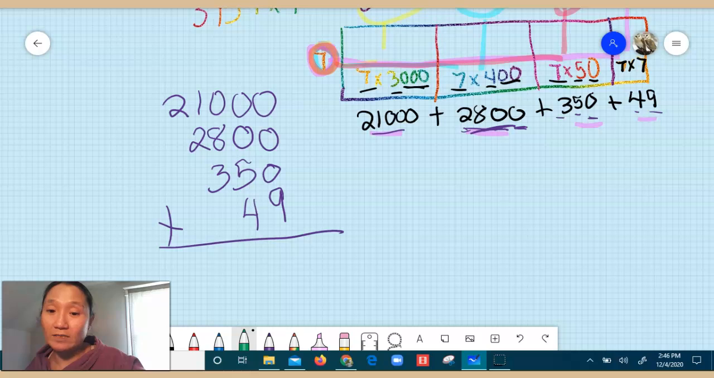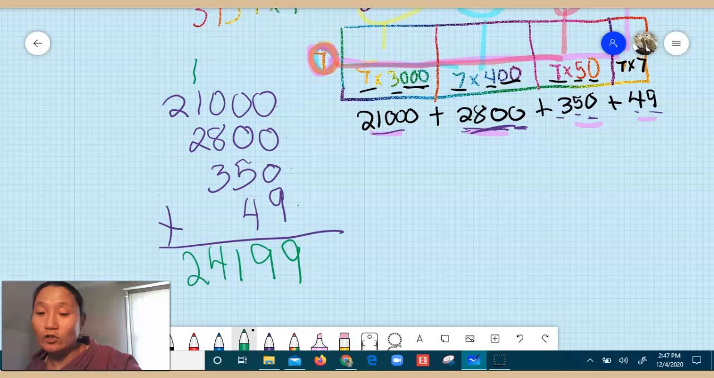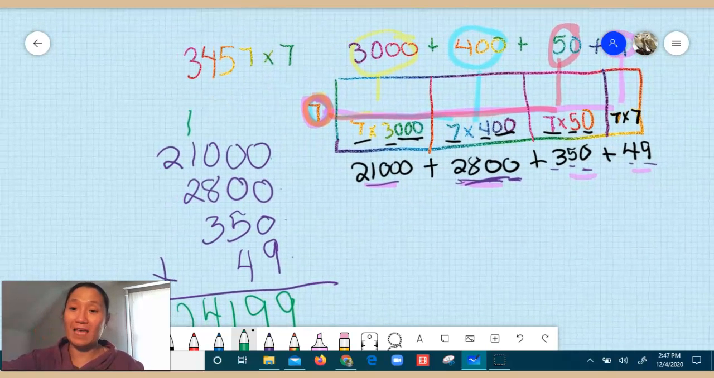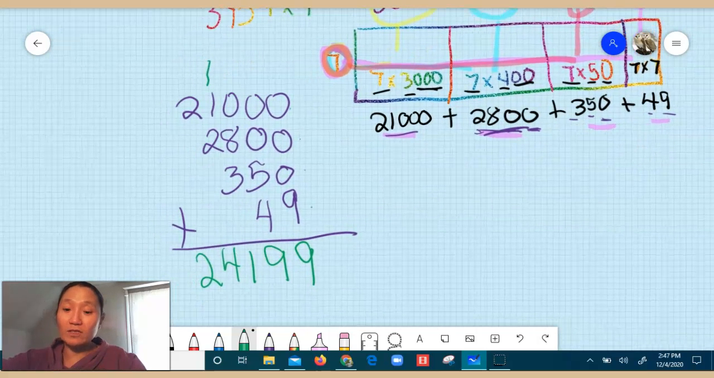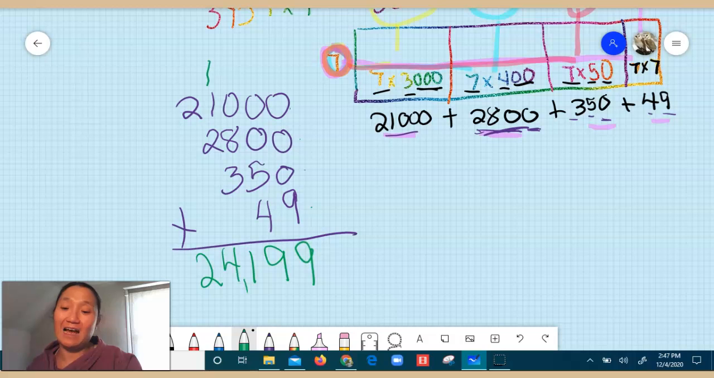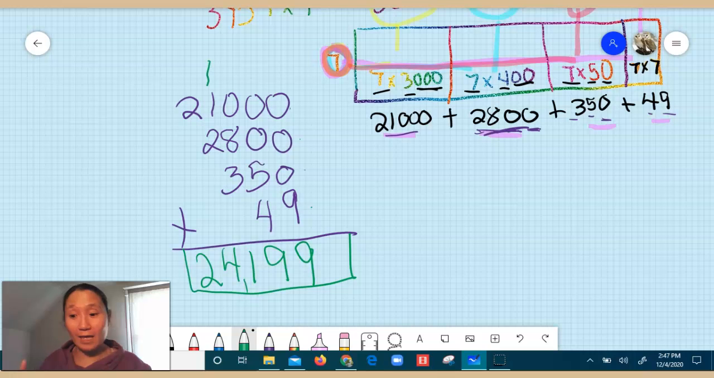So we have 0 plus 0 plus 0 and 9 is 9. 5 plus 4 plus 0 plus 0 is 9. 8 plus 3 is going to be 11, so carry the 1. And then you have 2 plus 1 is 3, and then the 2. So your answer for 3,457 times 7 will be 24,199. That's your product. Okay, so that's your answer.